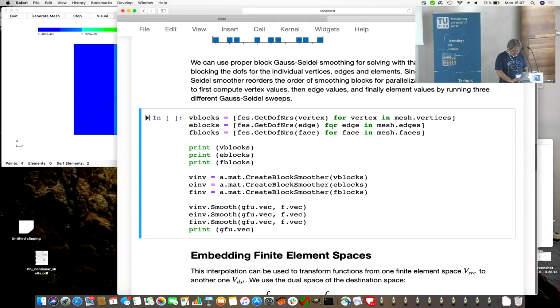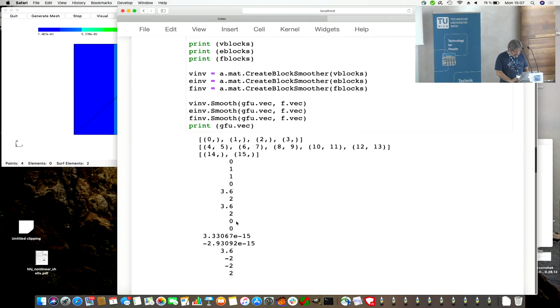First, we're doing the smoothing for all the vertex values. We're looping over the vertices of the mesh, asking for the DOFs in the vertices. These are also our blocks for the first block smoother. Can we do block Gauss-Seidel at all edge blocks and on all face blocks? Okay, we can print them.